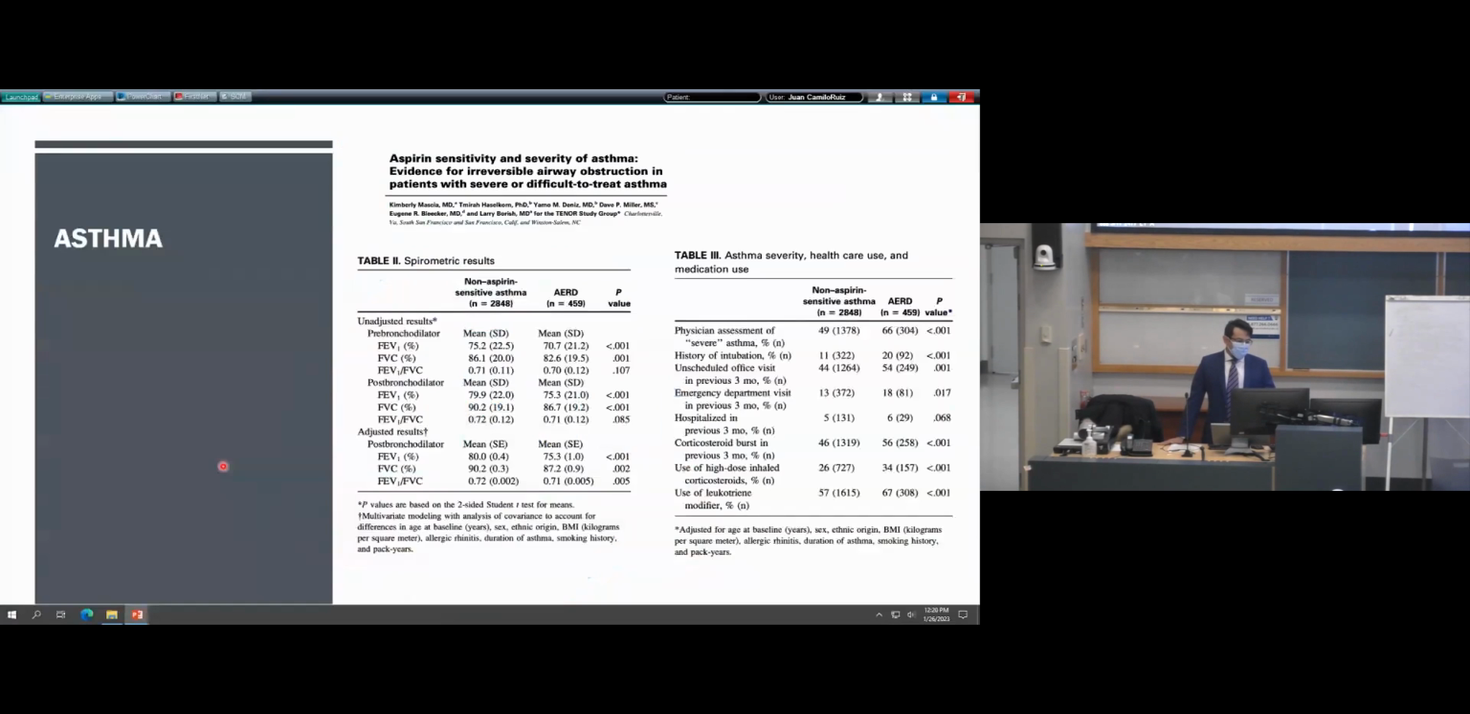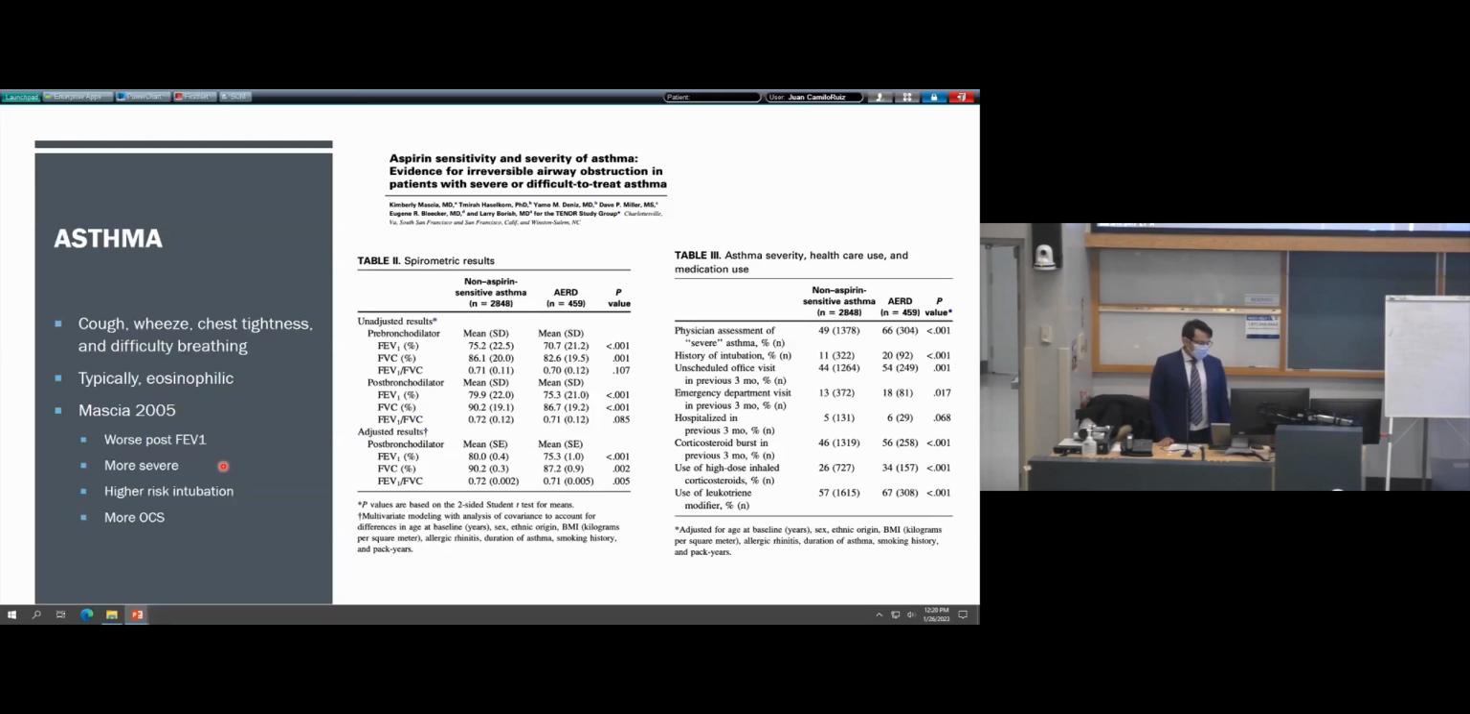All right, let's talk about asthma, the third component of the triad. So usually they could present with cough, wheezing, chest tightness, difficulty breathing, and again, they're mostly eosinophilic. In a study by Masia et al. in 2005, they actually found that they had worse FEV1 after bronchodilation. They tend to have more visits to the emergency department, steroid use, and higher risk of intubation compared to aspirin-tolerant asthma. So again, these patients tend to be the more severe asthmatics that you'll see in your practice.